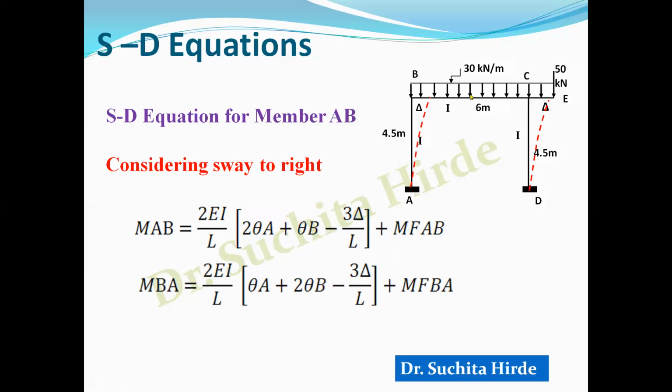So let us consider sway to right. For each of these members, you have to write such equations: 2EI by L, twice theta A. Theta A means this is the first letter, we are calculating at A. MAB means moment at A whose far end is B. So here you have to take twice theta, and at the other end 1 theta. This delta term will appear only in the equations of columns, that is in AB and CD. There will not be any delta term in the equations of beam BC. You can write the fixed end moment at the end, or you can write it on this side also. So let us write these equations for all the members.